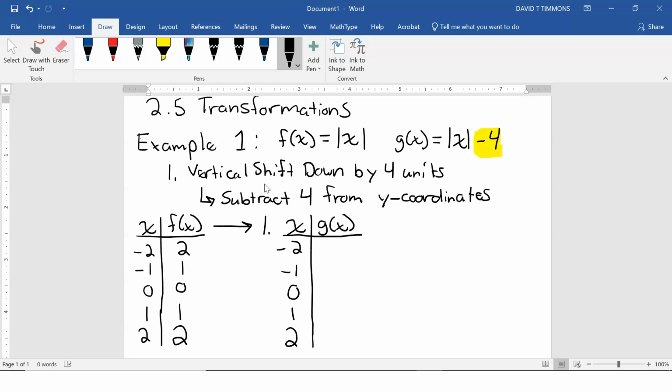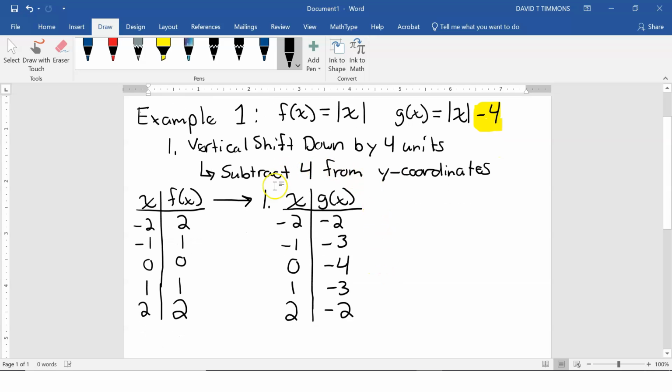And now what I need to do is just take these y values that you see under f of x and just subtract 4. So 2 minus 4 will be minus 2, right? 1 minus 4, minus 3. 0 minus 4, minus 4, right? 1 minus 4, minus 3. And 2 minus 4, minus 2. And so these are really the final coordinates of the transform function that then we will graph.